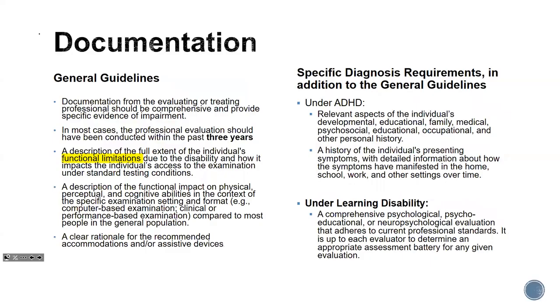Documentation is a critical component of the application package. Inform your students to get as much documentation as they can from as far back as possible. All those old IEPs and 504s, letters detailing accommodations in undergrad, letters about accommodations on previous standardized exams like the SAT or the MCAT, and previous neuropsych evaluations.